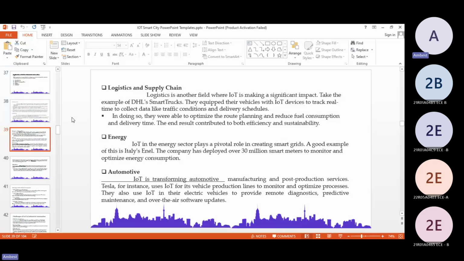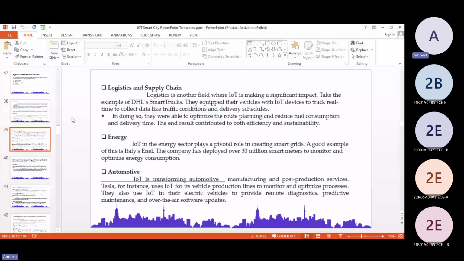So, coming to logistics and supply chain, it is all about smart trucks. For example, the vehicles are equipped with devices connected to IoT devices, which track data such as delivery timings and traffic conditions. So they're going to inform you well before, right? In that way, they want to optimize that.